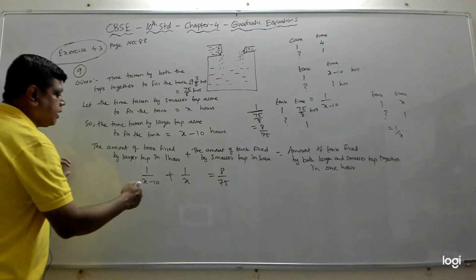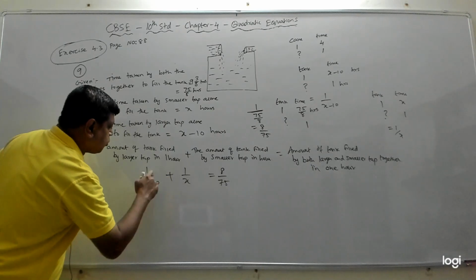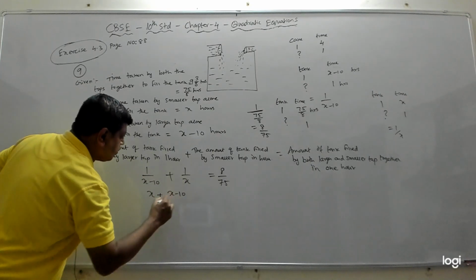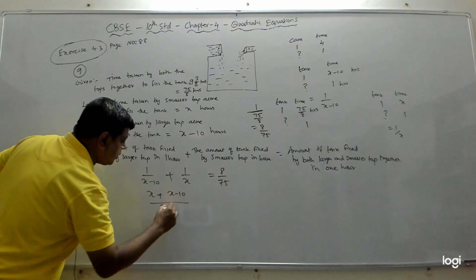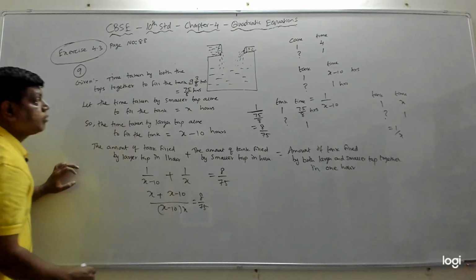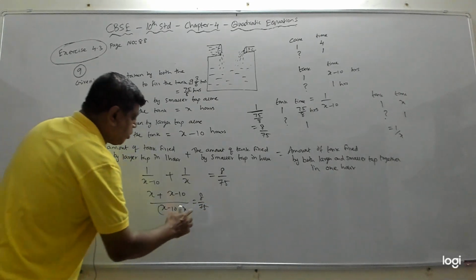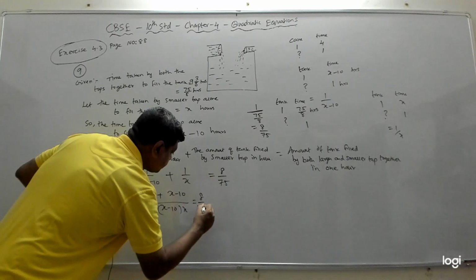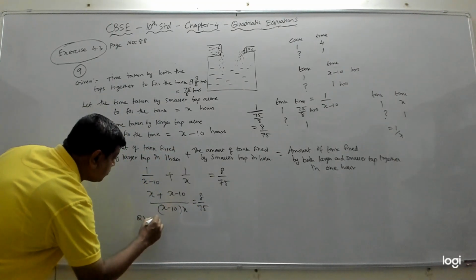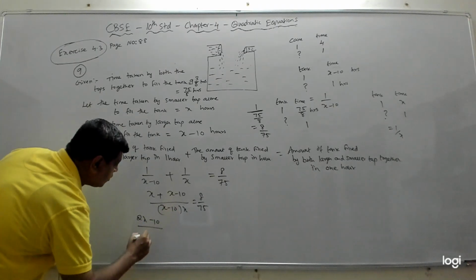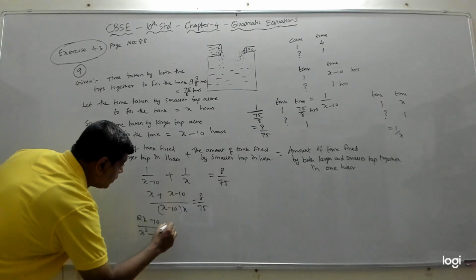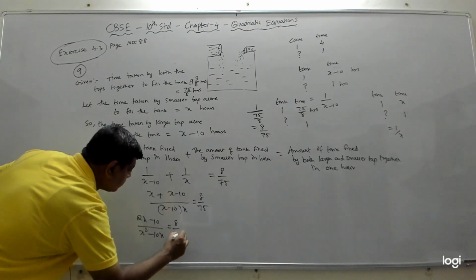Clear? Now if you multiply, I will do this into this. So 1 into x is x plus x minus 10 into 1 is x minus 10, by x minus 10 into x, equal to 8 by 75. Now we will cross multiply. x plus x gives you 2x minus 10, by x into x is x square, 10 into x is minus 10x, equal to 8 by 75.